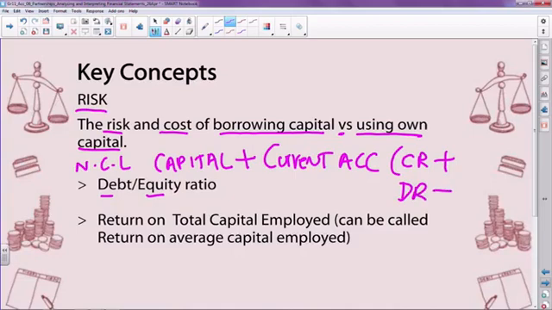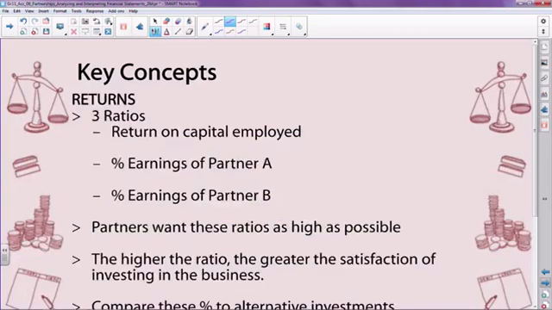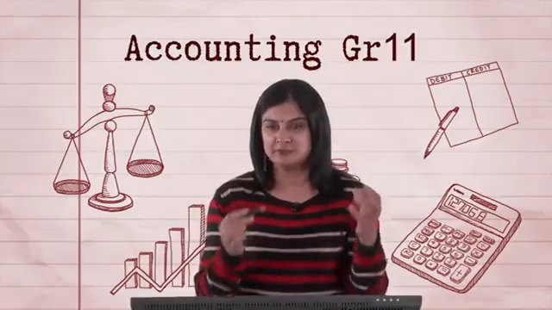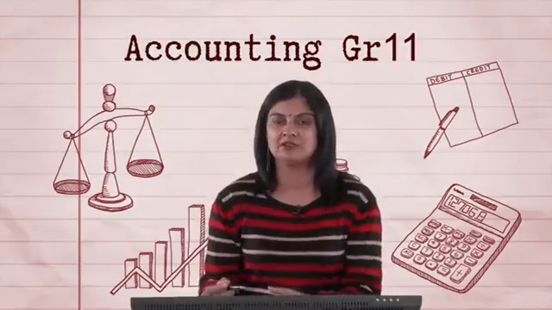Okay, right. The second ratio in this category is your return on total capital employed, and sometimes your exam papers or even your textbook may refer to this as return on average capital employed. Okay, right. The final category, before we look at an exercise together, is the category of returns. So in this particular category, what are we now focusing on? Returns refers to the partners who have invested in the business.